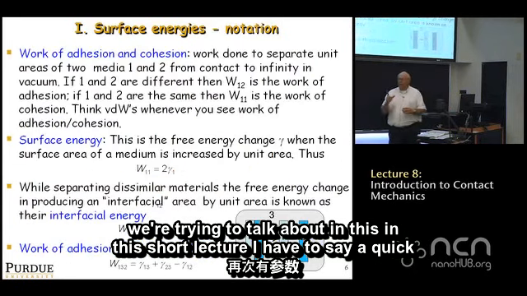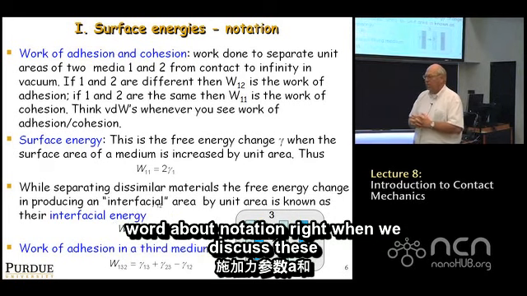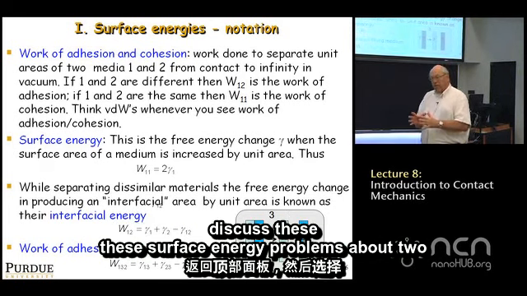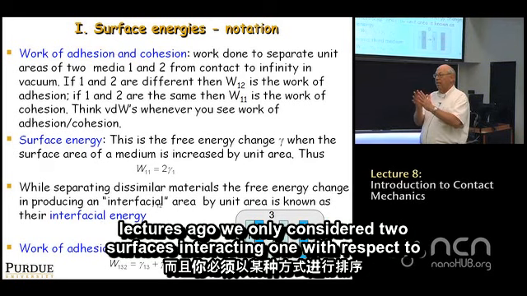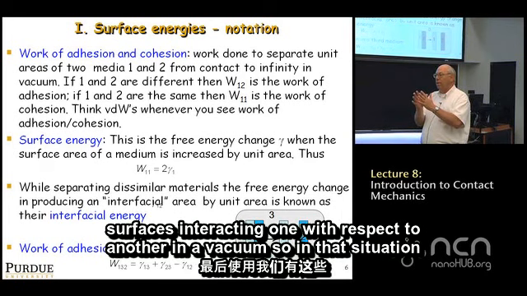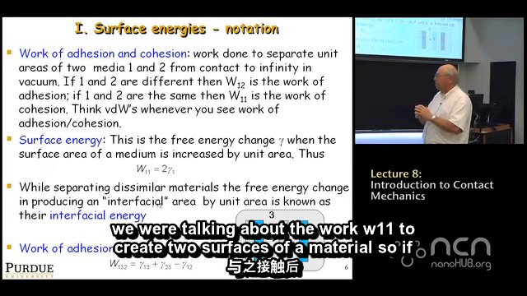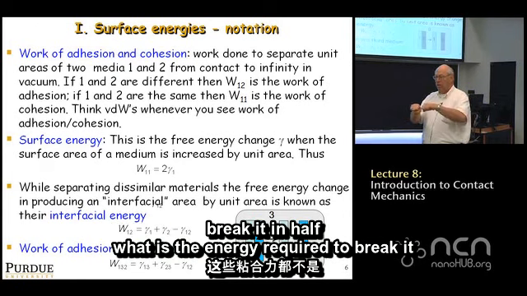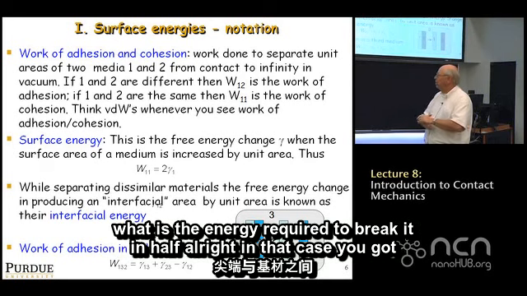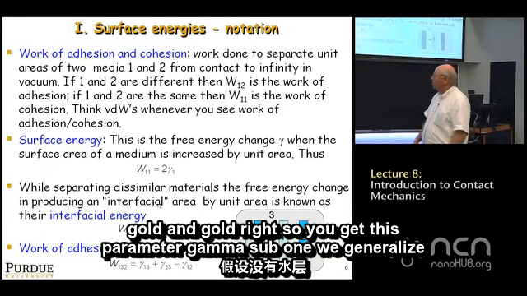I have to say a quick word about notation, right? When we discussed these surface energy problems about 2 lectures ago, we only considered 2 surfaces interacting one with respect to another in a vacuum. So in that situation, we were talking about the work W11 to create 2 surfaces of a material. So if you take a piece of gold and you break it in half, what is the energy required to break it in half, right? In that case, you've got gold and gold. And so you get this parameter gamma sub 1.